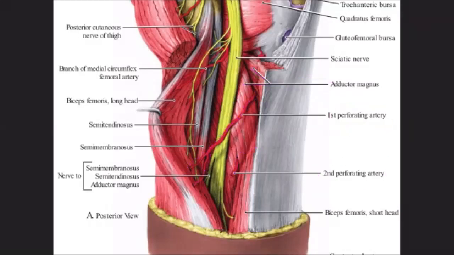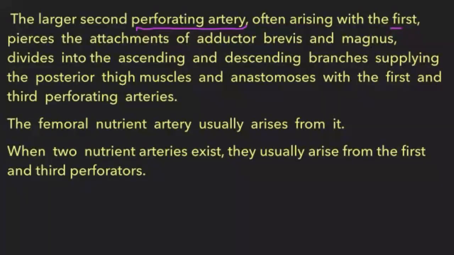The larger second perforating artery, often arising with the first, pierces the attachment of adductor brevis and magnus, divides into ascending and descending branches, supplying the posterior thigh muscles, and anastomoses with the first and third perforating arteries.